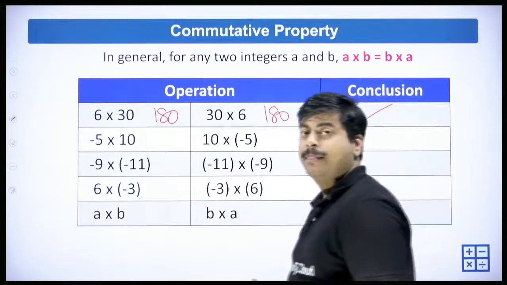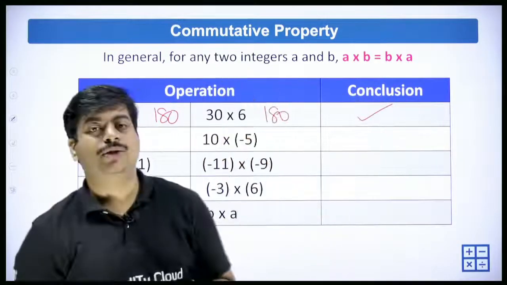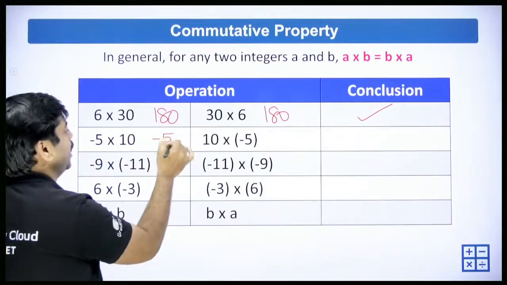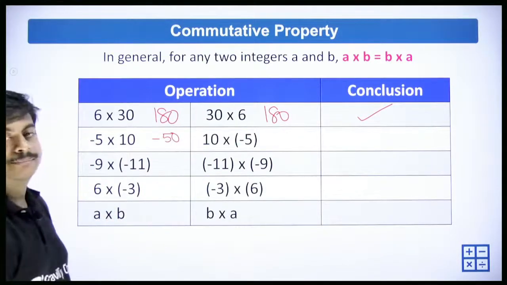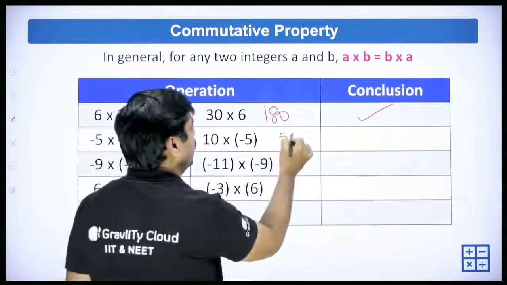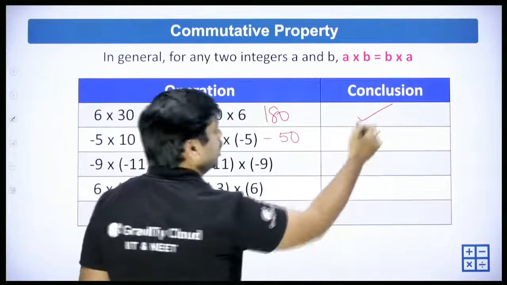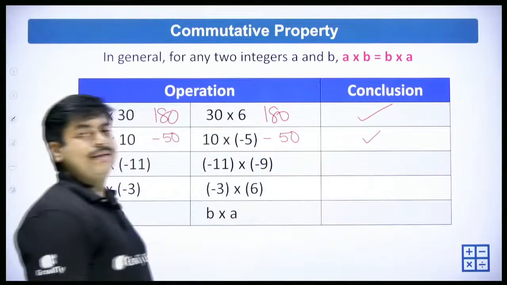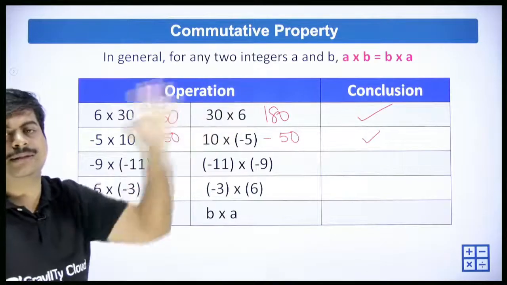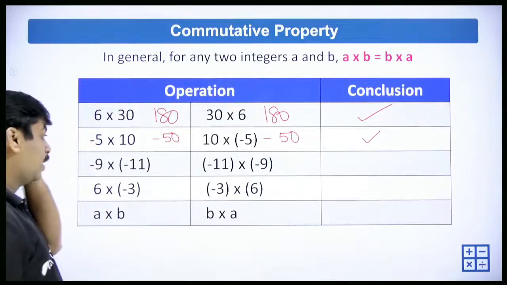Minus 5 into 10 is minus 50. 10 into minus 5, 10 into 5 is 50, and with one negative it is also minus 50. Both are the same. How can we say that? When you have one negative, just keep the negative outside and multiply the numbers. Right? What is the next one?